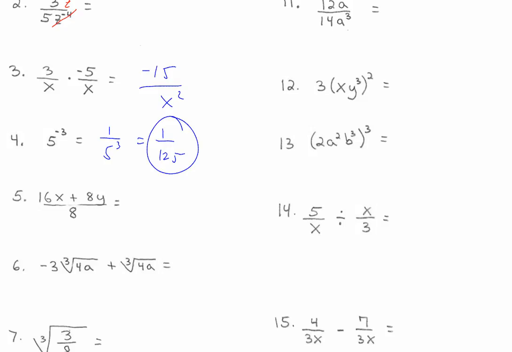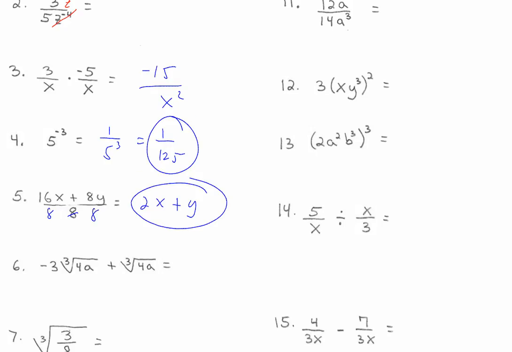And number 5, you have to split it up. 16x divided by 8 is a 2x. Positive 8 divided by 8 is a 1, and so you get y. 2x plus y, how many got that? Okay, good. Bunch of you got that one correct.